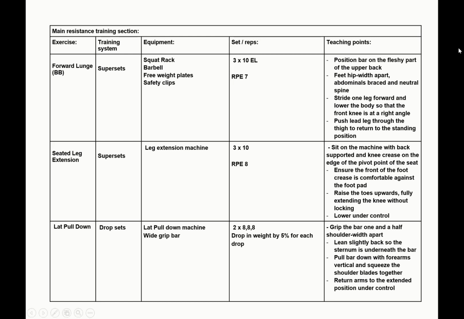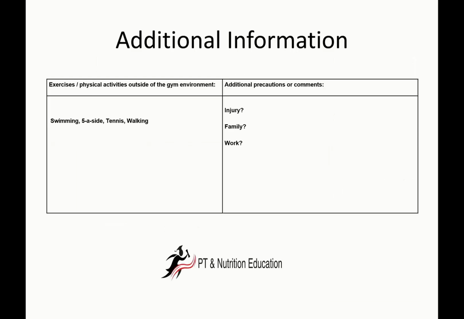And the final part of your program card section within the Learner Achievement Portfolio relates to additional information about your clients. So here we have to give exercises and physical activities outside of the gym environment. So your client is not just relying on your input within the gym, they're also staying active and keeping a healthy lifestyle outside of the gym, because of course it's likely you're only going to be seeing them for 1 hour within the day.